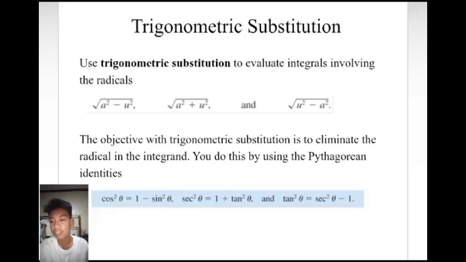Cosine squared theta is equal to 1 minus sine squared theta. Secant squared theta is equal to 1 plus tangent squared theta. And tangent squared theta is equal to secant squared theta minus 1.